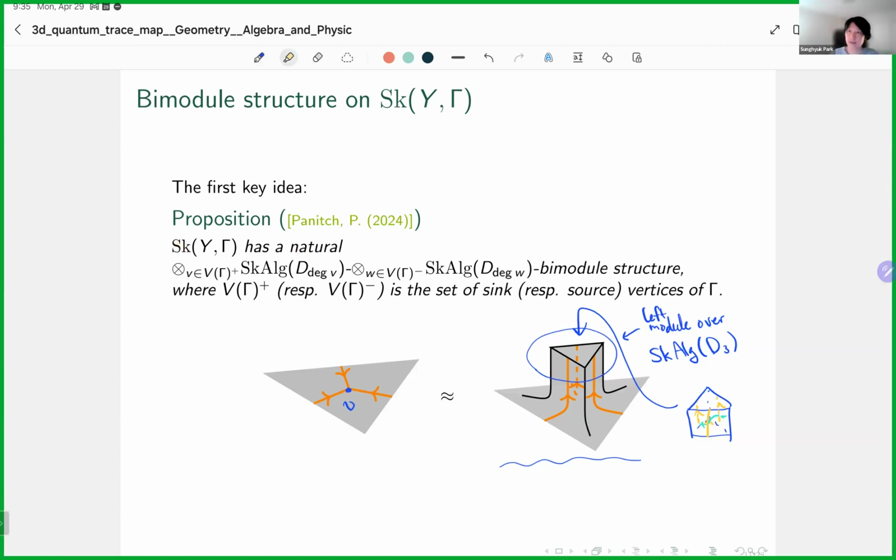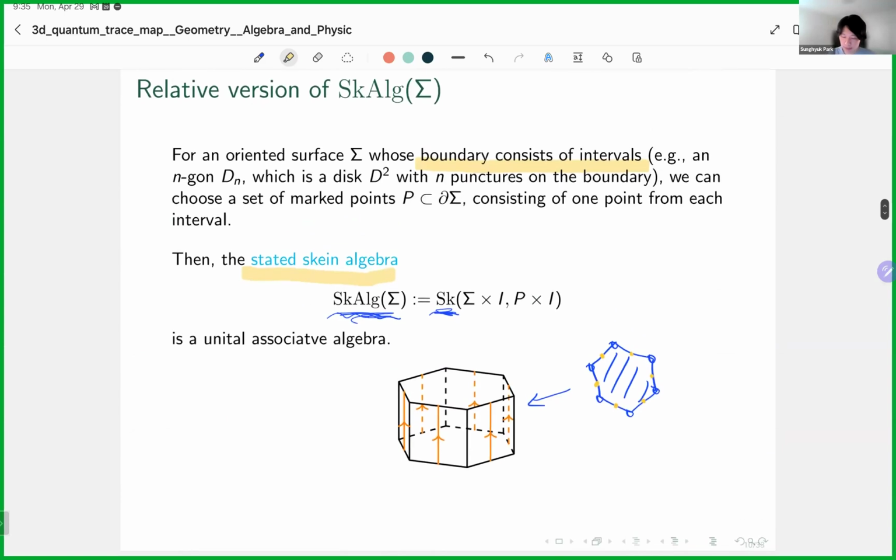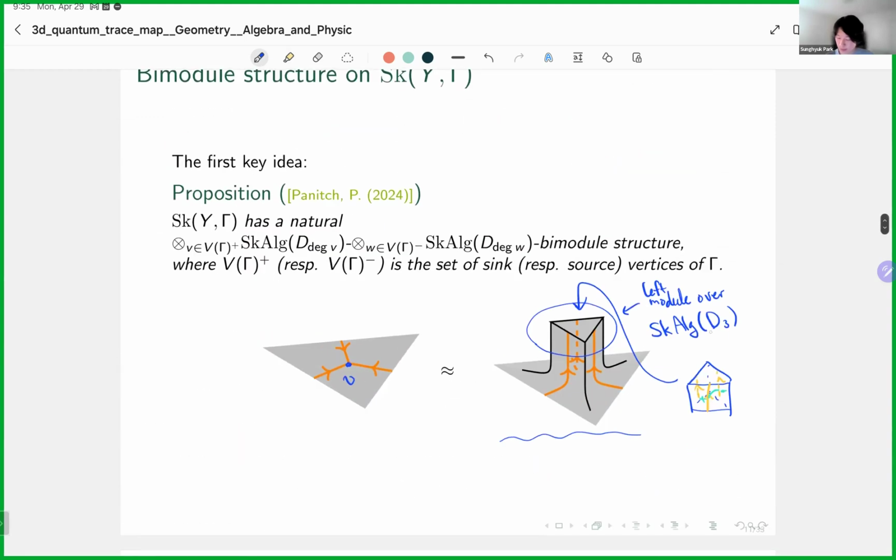What is D sub n? Sorry, I should have said it carefully. By that I mean an n-gon, which is a disk with n punctures on the boundary. So this example, D6, is a hexagon. D3 is a triangle, etc. Thanks for the question.